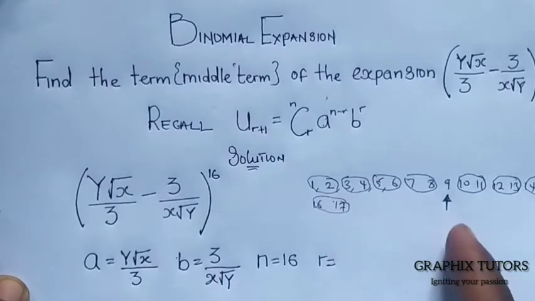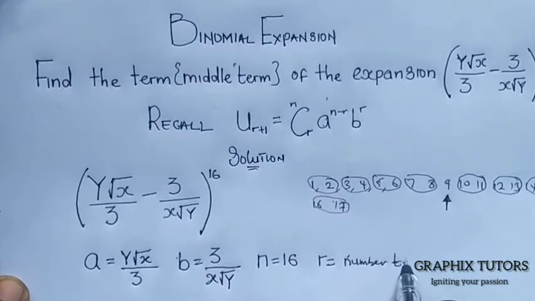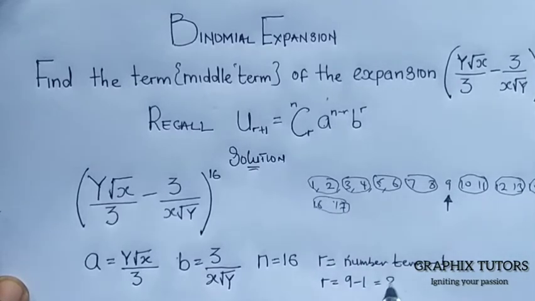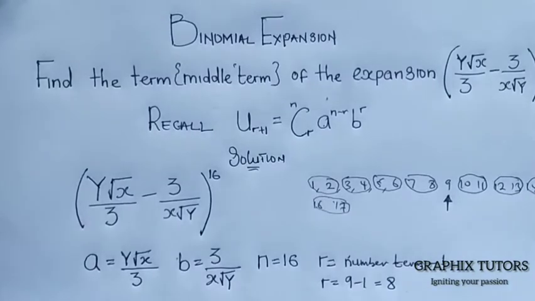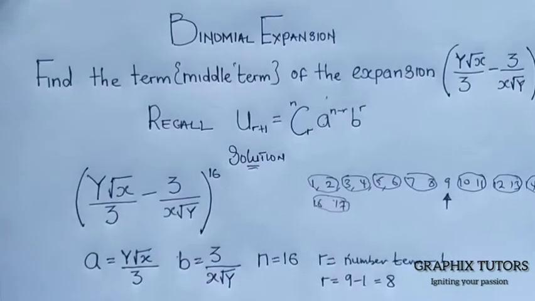So the 9th term means that you subtract 1 from this 9. So our r is the number of the term minus 1. So my r will give me 9 minus 1, which will give me 8. Right? So we're going to put them into this formula here. So from the formula we'll be having this.